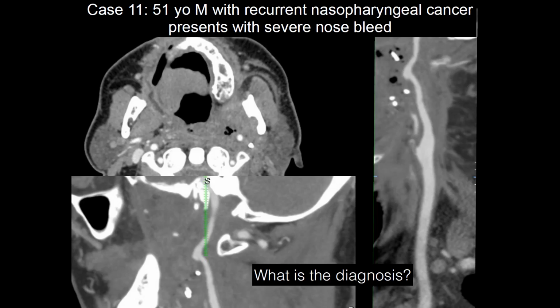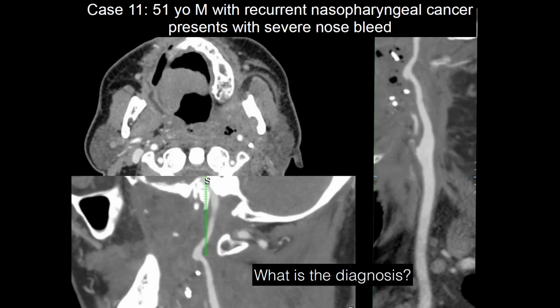We're up past the bifurcation and we're in the ICA. Great. And there's a focal outpouching, which is probably a pseudoaneurysm of the ICA. Did he have surgery for his cancer? Is this the cancer eroding into the ICA and causing a bleed, a posterior bleed?